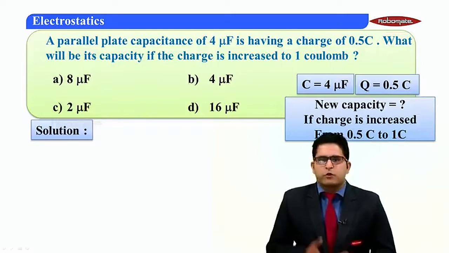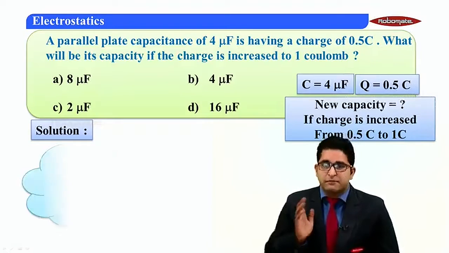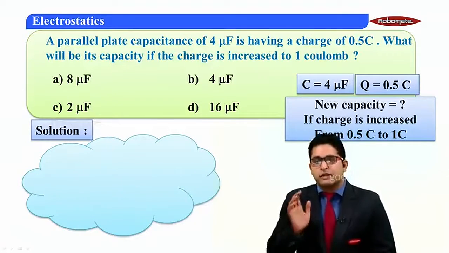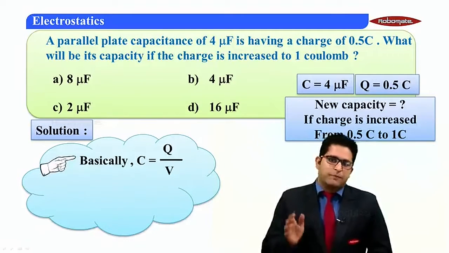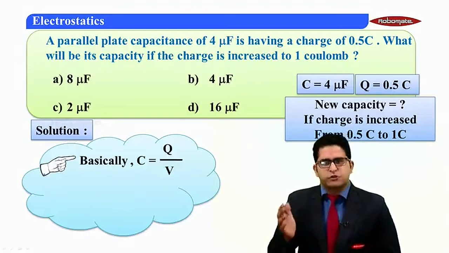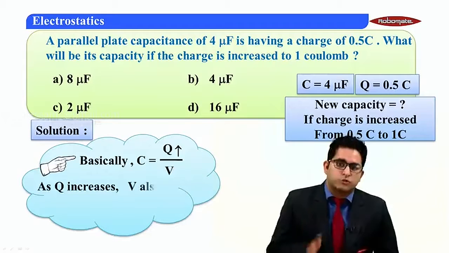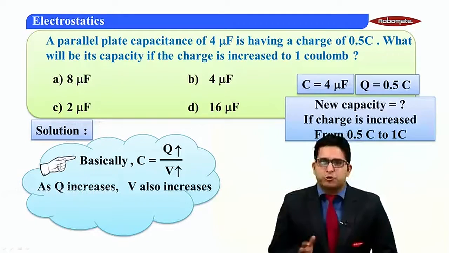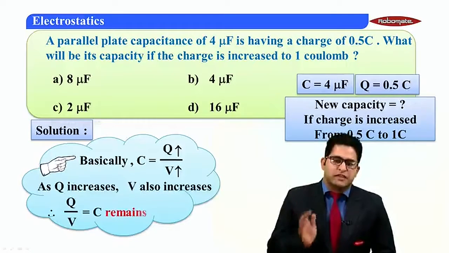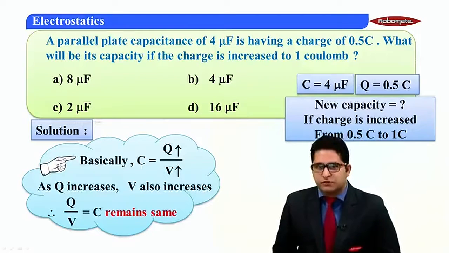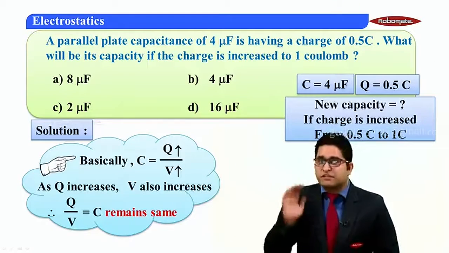Now students, we know the basic formula for capacitance. What is the basic formula for capacitance? It is given by C is equal to capital Q upon capital V, where capital Q represents charge and capital V represents potential. Now students, we know that as the value of charge increases, the value of potential also increases, but the ratio Q by V, which is equal to capital C, always remains the same, or constant, right? So even if we increase the value of charge, capacity remains the same.